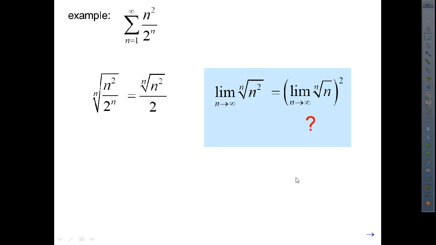Is that true? Well, it actually is, and we can deal with just the limit as n approaches infinity of the nth root of n, which is n to the 1 over n power. Then once we find the result of this limit, we can square it.